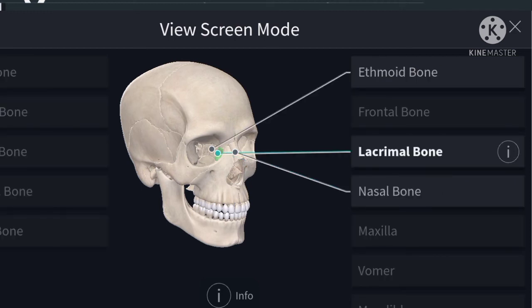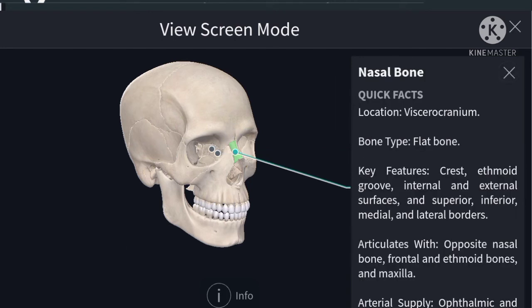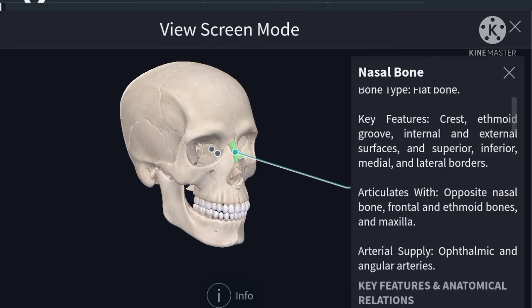Now we will see the nasal bone, and this is the nasal bone, as you can see here, and it is a type of flat bone which is located in the viscerocranium. It articulates with the opposite nasal bone, frontal and ethmoidal bone and the maxilla, and it is supplied by the ophthalmic and angular artery.